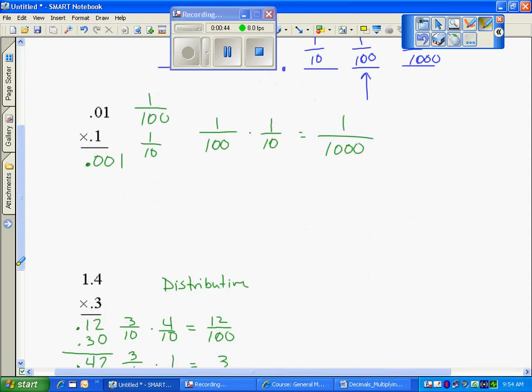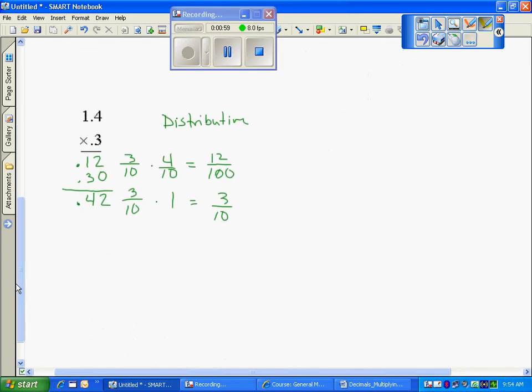Let's see if that holds for the second problem. There are two digits to the right on the first part, one digit on the second, so there are three digits to the right. The answer has three digits to the right. Checking out the next problem. There are two digits to the right, and my answer has two digits to the right.